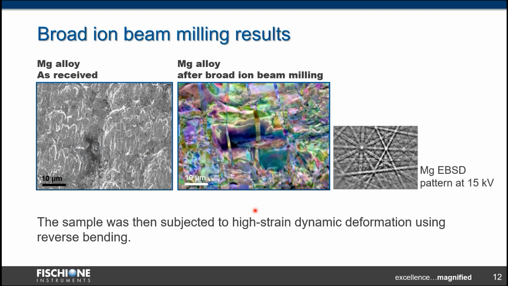Our example today will focus on a magnesium alloy exposed to high strain dynamic deformation. Here you can see the sample before deformation, as received with oxidation, on the left, and after argon ion milling using model 1062 on the right. As you can see, we can nicely observe the magnesium microstructure and obtain a high quality EBSD pattern, allowing accurate EBSD measurements.